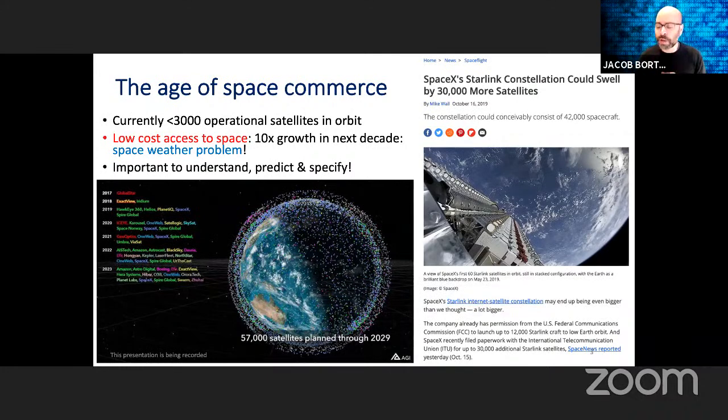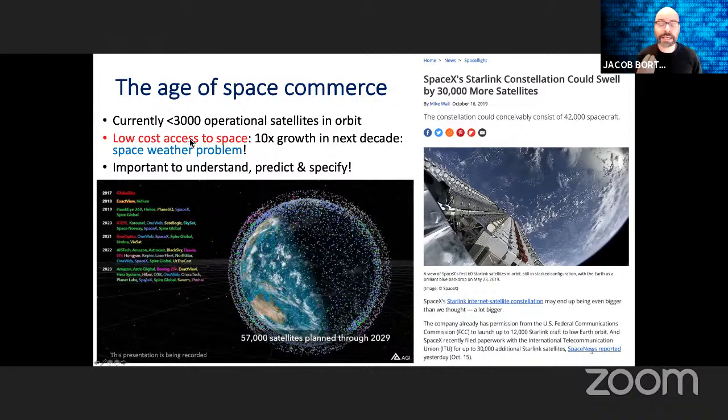They have concrete plans for 12,000 satellites, but they have licenses from the FCC for something like 42,000. Conceivably, this will be something like 30,000 in the end, but projections and estimates place the number of satellites in orbit in the next decade, or less than a decade, at something like 57,000. It's kind of incredible. From less than 3,000 operational orbiting satellites right now to a factor of 20 in less than a decade. This is, of course, the low-cost access to space revolution.